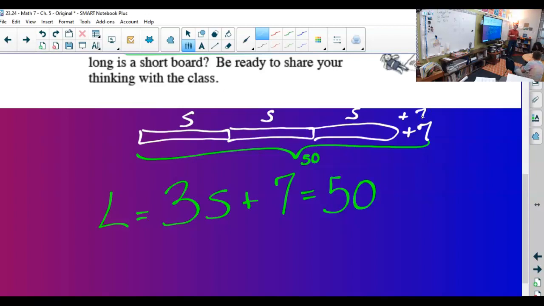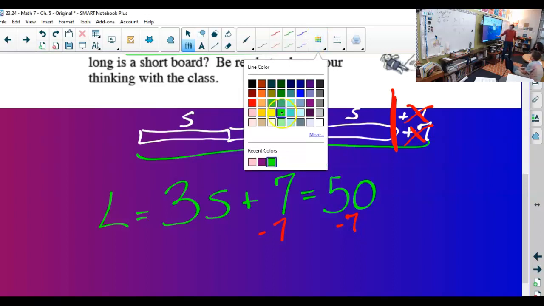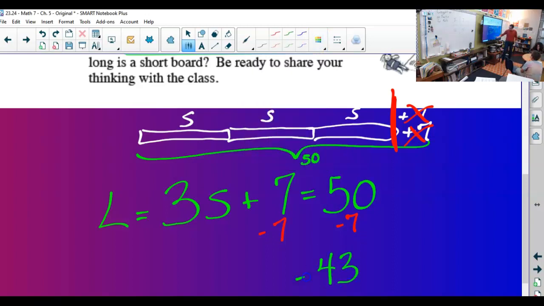Raiden, you got an idea of what I could do to start working my way backwards? Raiden said, let's get rid of this extra seven on the end. And then I can just line up my three short boards, but now instead of 50, if I got rid of that extra seven, what do we have now? 43. And that's still equal to what over here? That's still equal to our three short boards, right?